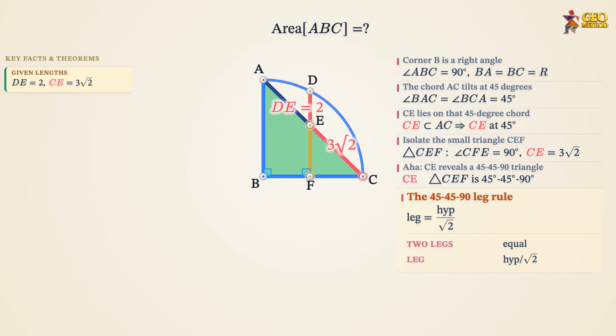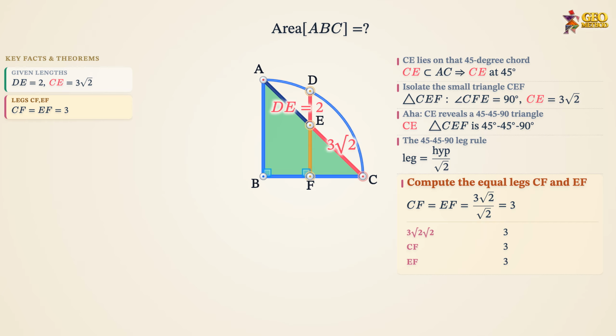We will apply that rule to get the two legs, segment CF and segment EF. Divide the hypotenuse 3√2 by √2, and the √2's cancel to leave 3. So both legs, segment CF and segment EF, are exactly 3. We will use segment EF to build a vertical length and segment CF to build a horizontal one.